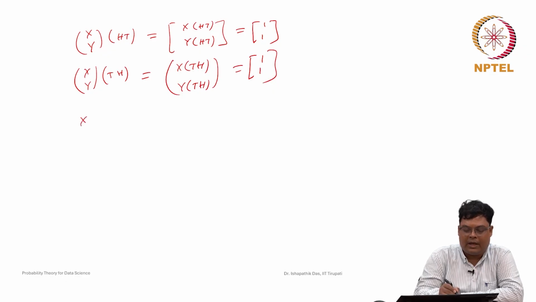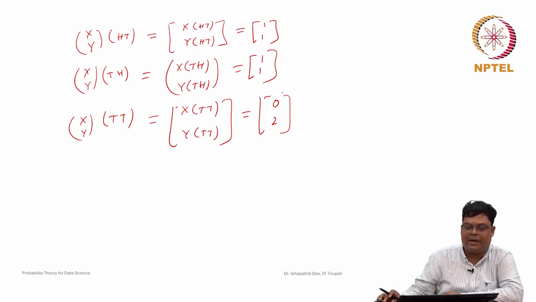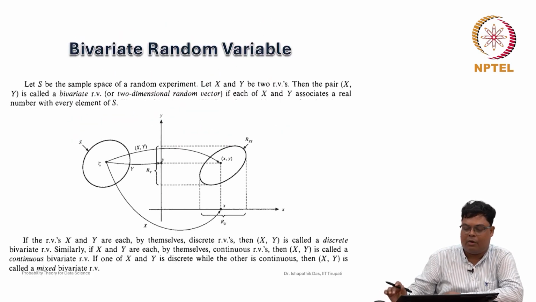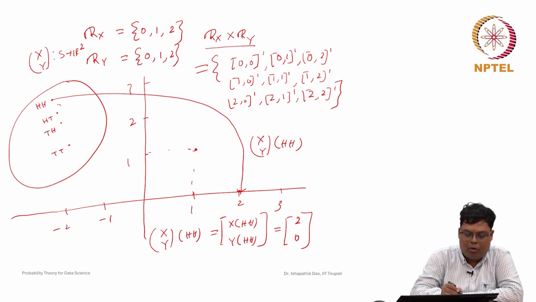Now, if we consider the point tail tail, this is X of tail tail, Y of tail tail. X of tail tail is 0 and Y of tail tail is 2. So, 0 2. Now, if we represent it graphically, X Y of head head and X Y of head tail both go to the same point 1 1. So, both head and tail are actually going to the same location.